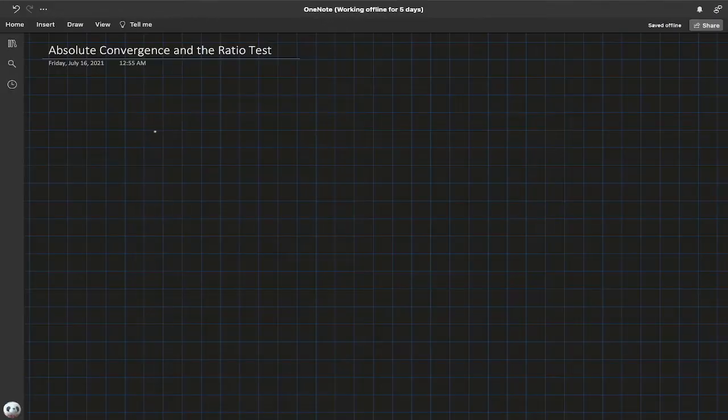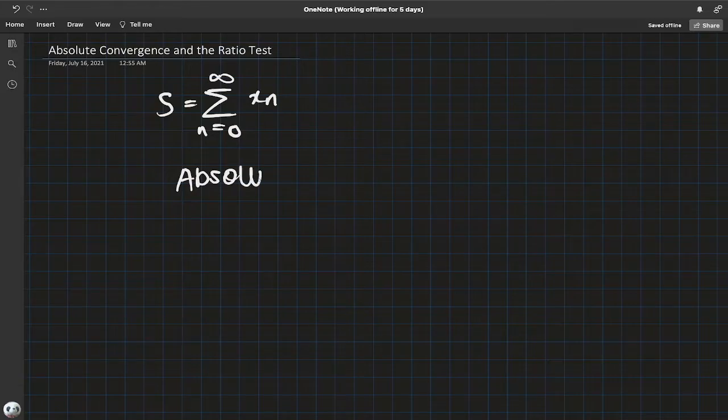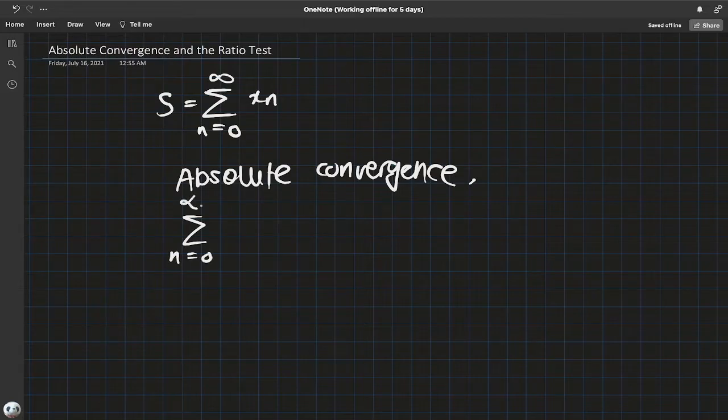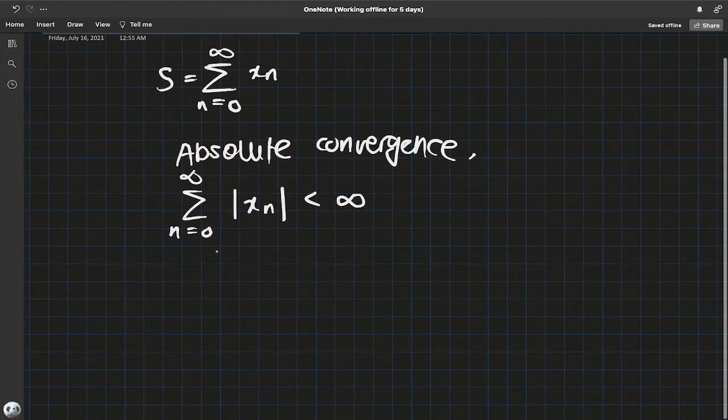So let me just build your background first. Assuming a series converges, so S is equal to the sum from n equals 0 to infinity of x sub n. What I mean by absolute convergence, and you might be familiar with this, people who did Calc 2, is that the sum from n equals 0 to infinity of the absolute value of x sub n should converge. So that's what absolute convergence means.